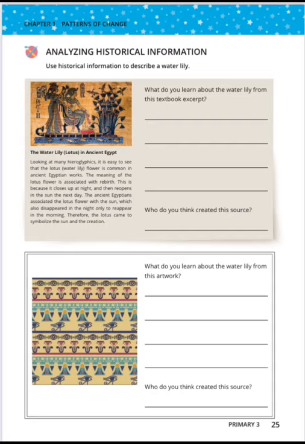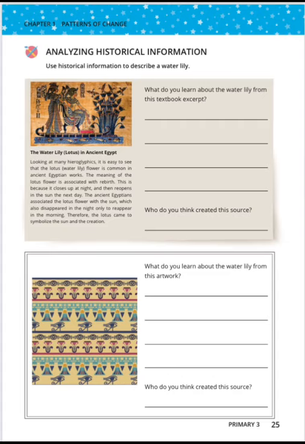Now let's move to page 25, analyzing historical information. We will read the text. The water lily in ancient Egypt. Looking at many hieroglyphics, it's easy to see that the lotus flower is common in ancient Egyptian works. The meaning of the lotus flower is associated with rebirth. This is because it closes up at night and then reopens in the sun the next day.